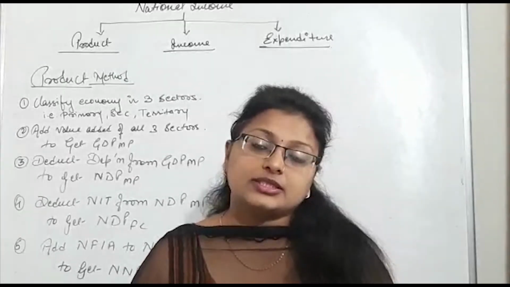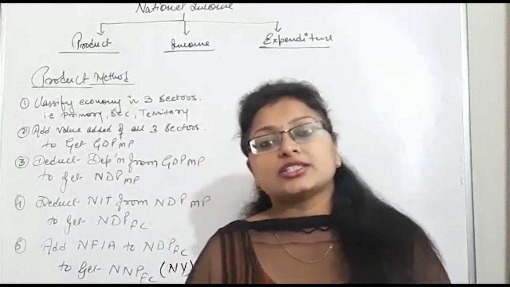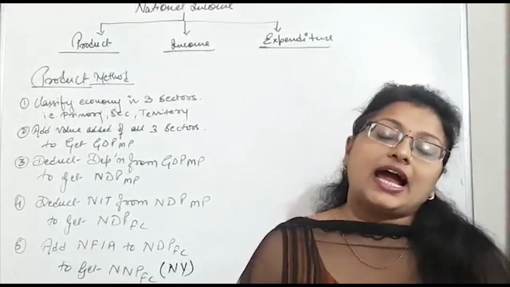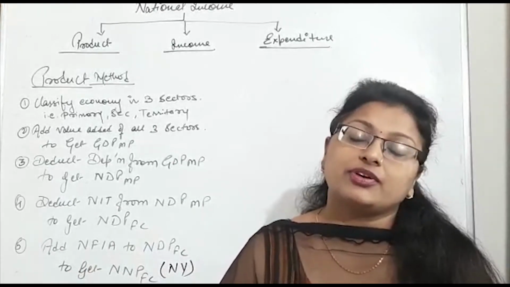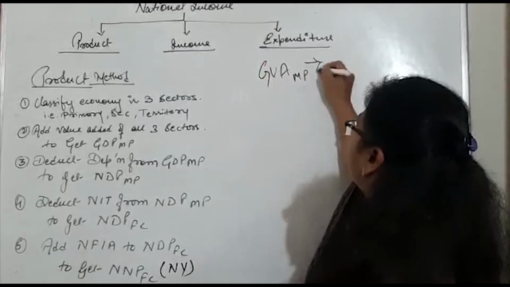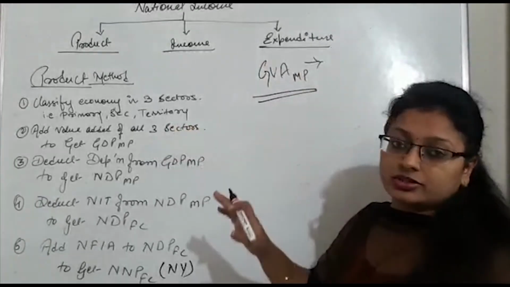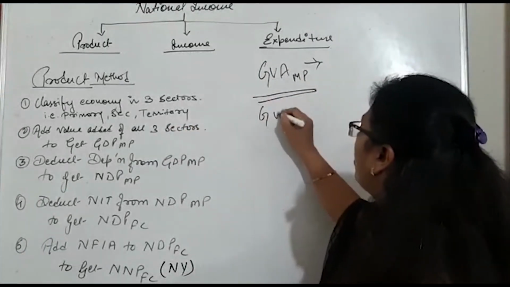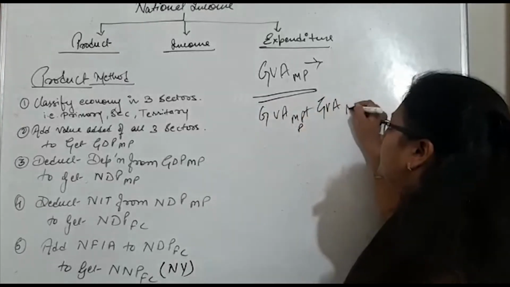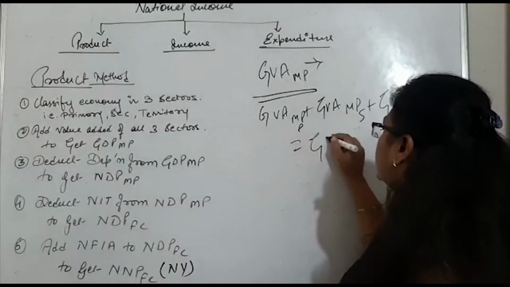First is primary sector, second is secondary sector and third one is tertiary sector. We all know about these three sectors. After adding the value added by all the three sectors, we will get GVA at MP. If we add the GVA at MP of the primary sector, GVA at MP of the secondary sector and GVA at MP of the tertiary sector, we will get GDP at MP.